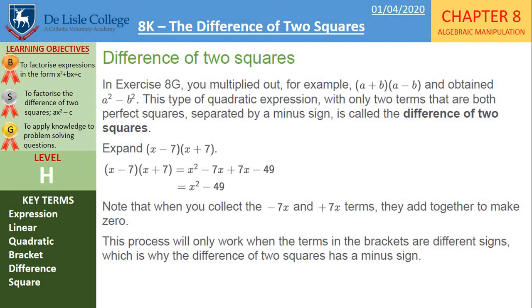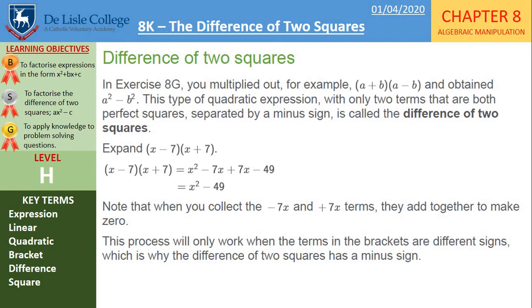Okay, so as we mentioned last time, we're going to be looking at the difference of two squares. This is factorising for a specific type of quadratic expression. So a couple of topics ago, we expanded the brackets for things like this. So you can see the example in the middle of the screen, x take away 7 and x plus 7.